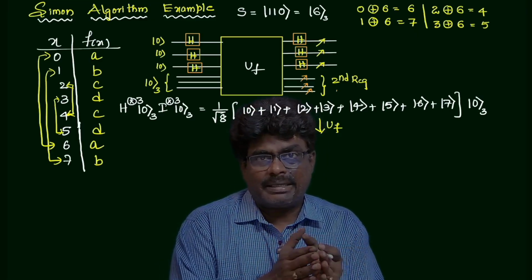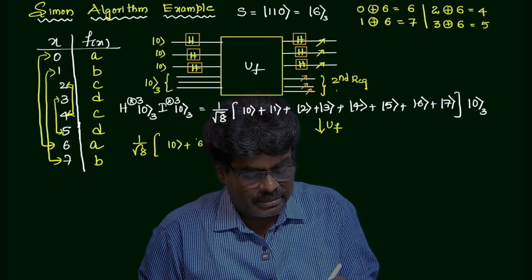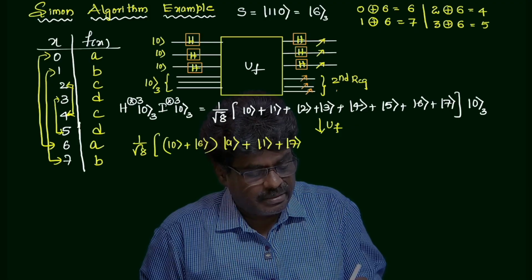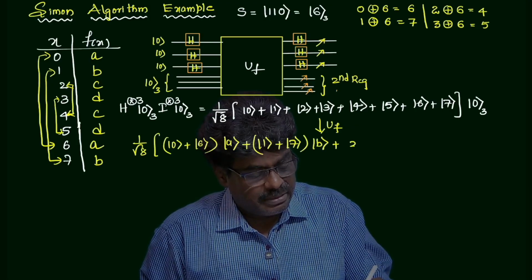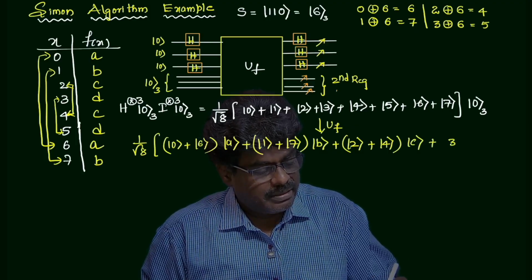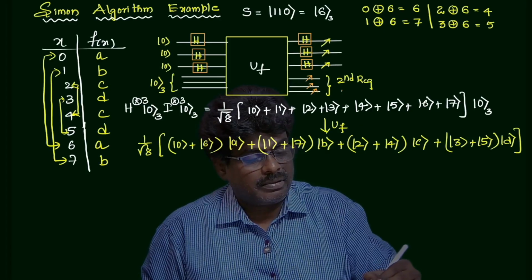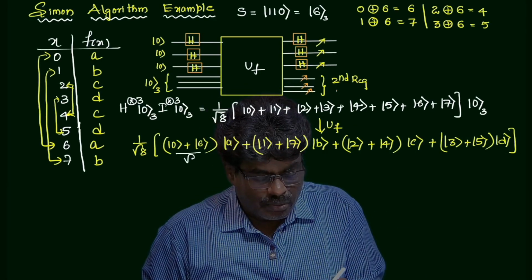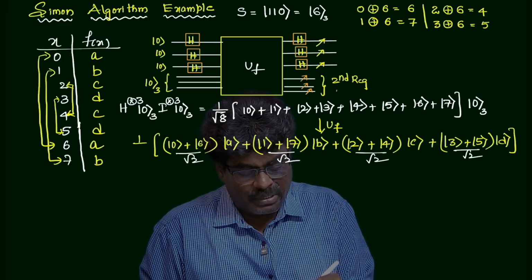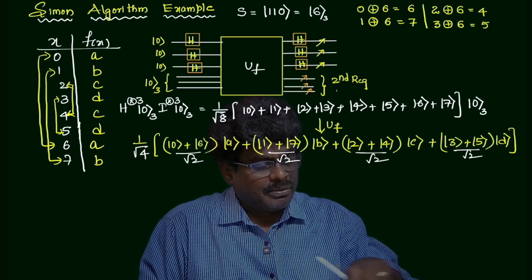So now I'm writing that by taking common factors. It is 1 over root 8 times: 0 plus 6 with A, 1 plus 7 with B, 2 plus 4 with C, plus 3 plus 5 with D. Now if I write root 2 in each group, the normalization constant will become 1 over root 4, because we have already taken root 2 here.